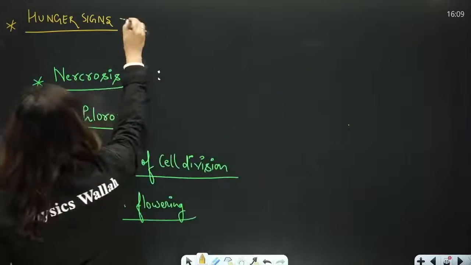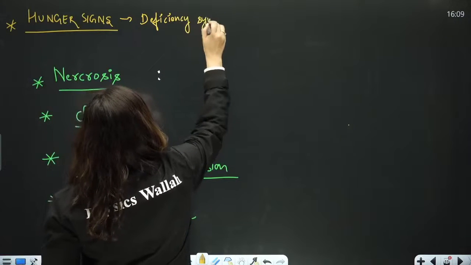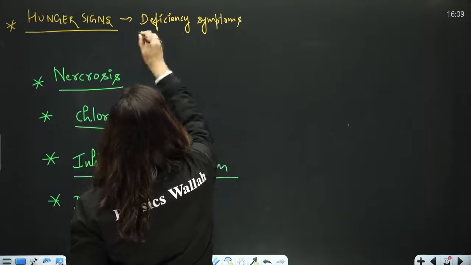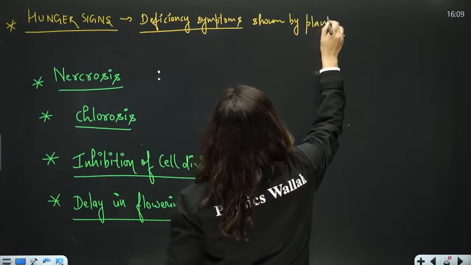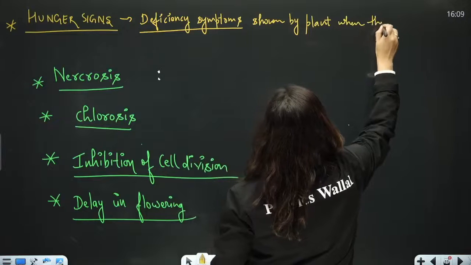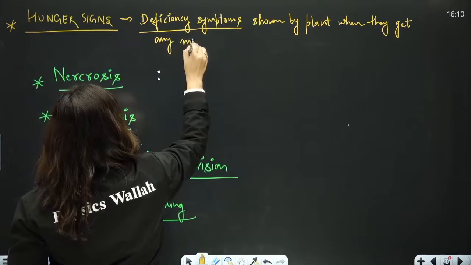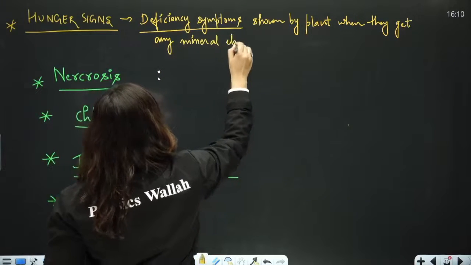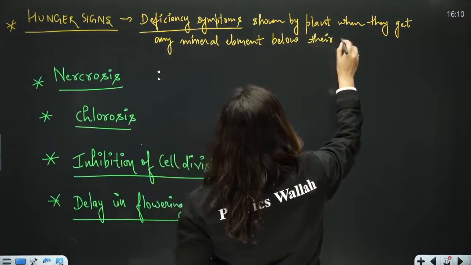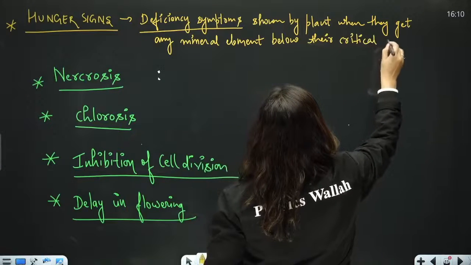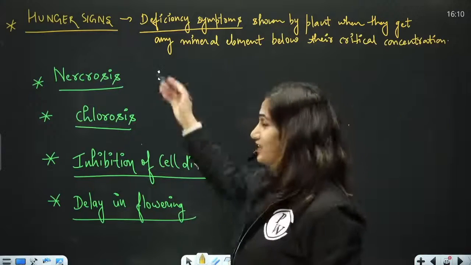So what are these hunger signs? These are the deficiency symptoms shown by plants when they get any mineral element below their critical concentration, right?